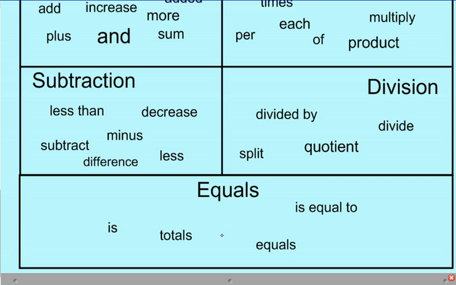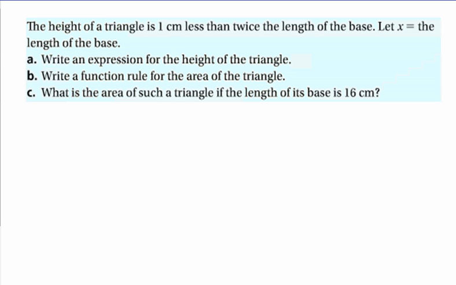So let's use some of these to write equations for some systems of linear equations, meaning there's going to be two equations. All right, so I'm going to break this one down for you. It says the height of a triangle is 1 centimeter less than twice the length of the base. So we have our triangle just as a picture. There's my triangle. Let x be the length of the base. So x is going to be the length.